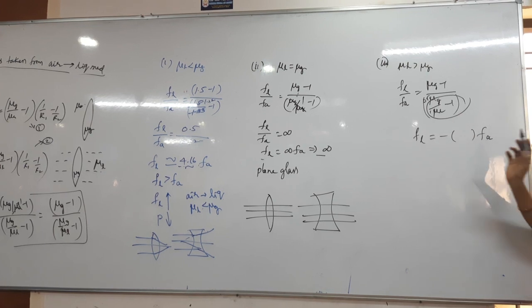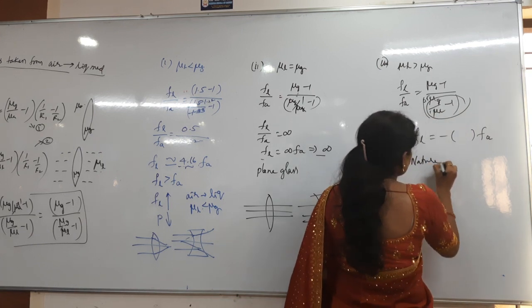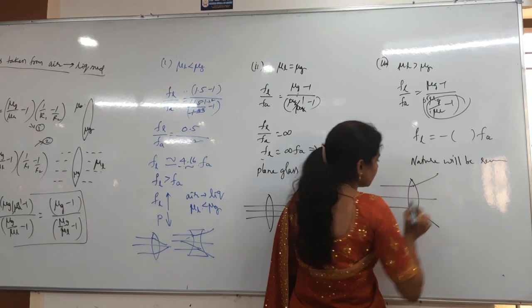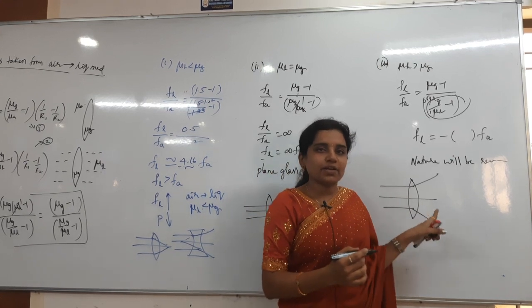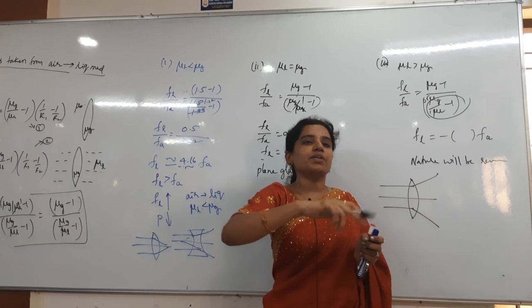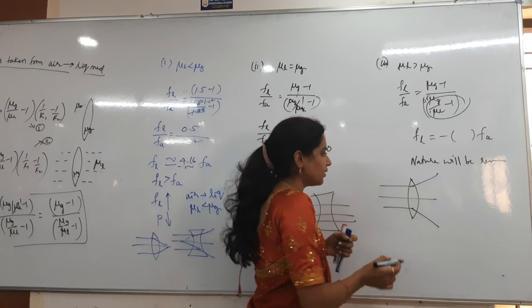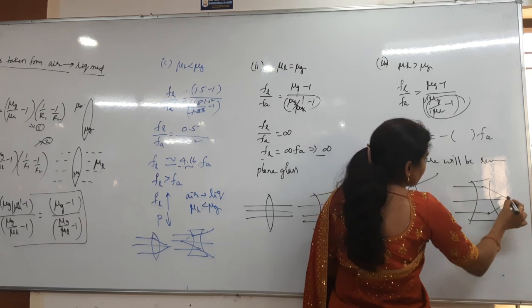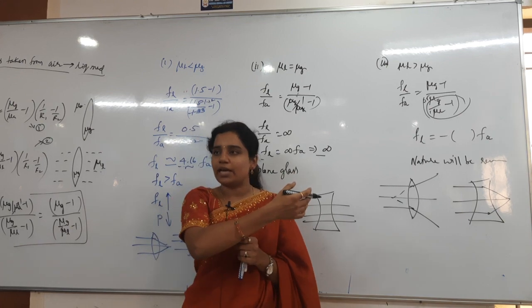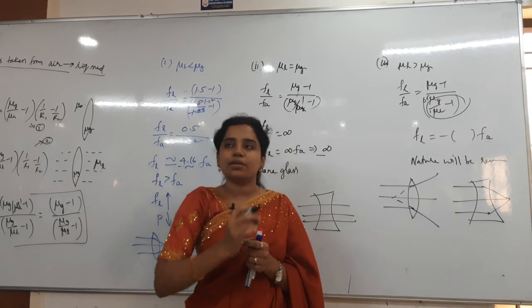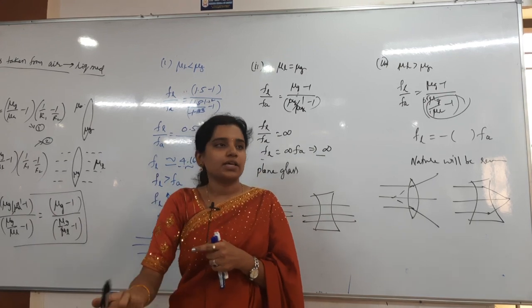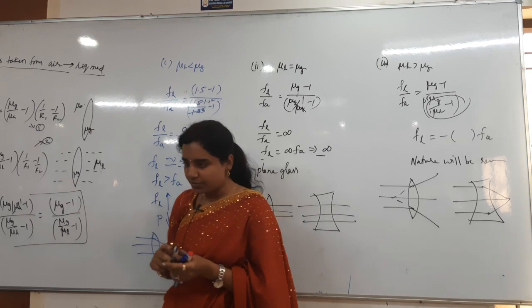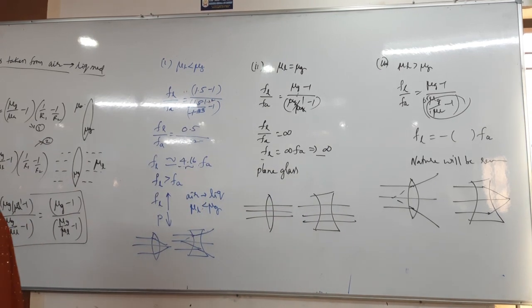So FL is equal to minus times FA, and the nature will be in reverse. Now this convex lens will work like a diverging lens. In reality this is wrong, but whenever we take the lens into a medium whose refractive index is more than the lens refractive index, the operation will be reversed. Convex lens will become a diverging lens and concave lens will become a converging lens. This will never happen in our normal ray diagrams. Clear? Copy everything. Understood everything, right? Whenever it is less, equal and greater.